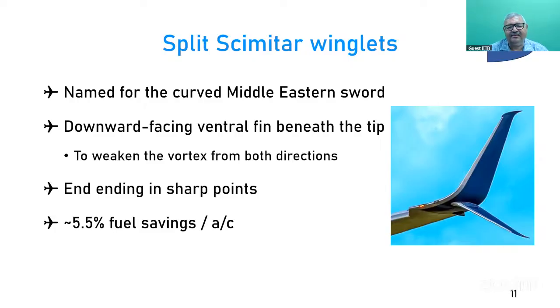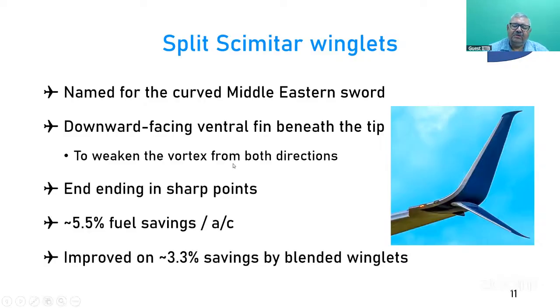Now, you might think that 5.5 is not a big number, but in civil aviation, if any innovation gives you 1% fuel saving, it is considered worth implementing. So 5.5 is more than 5 times worth implementing. So therefore, it's definitely a big contribution. And the improvement on the blended winglet is 3.3%. So you can see how it leads to the improvement.